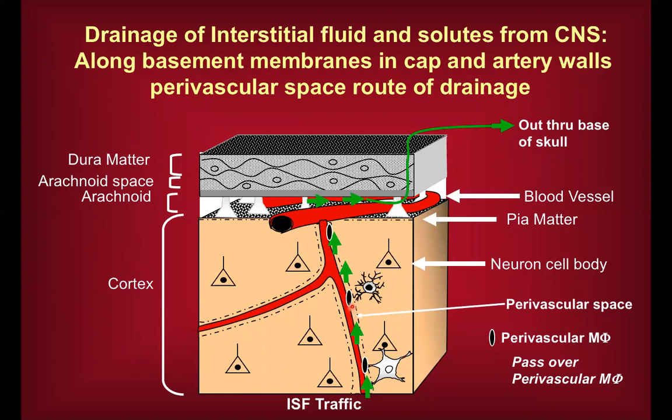And you're seeing it move through the basement membrane. It's passing over these perivascular spaces, the space between endothelial cells and the parenchyma, and it can pick up debris and things, and pass out and go out through the base of the skull.